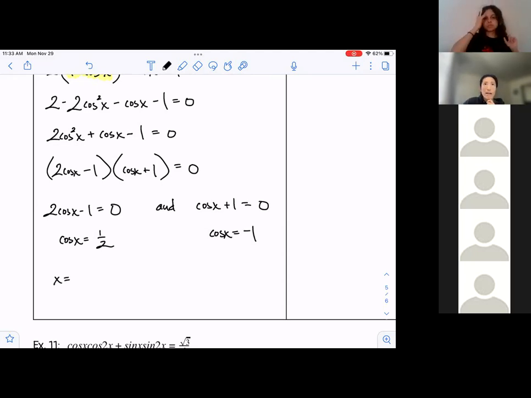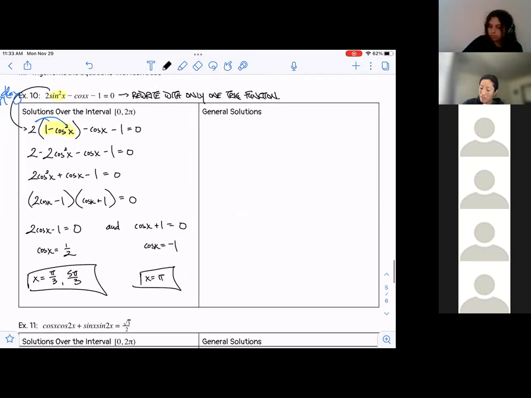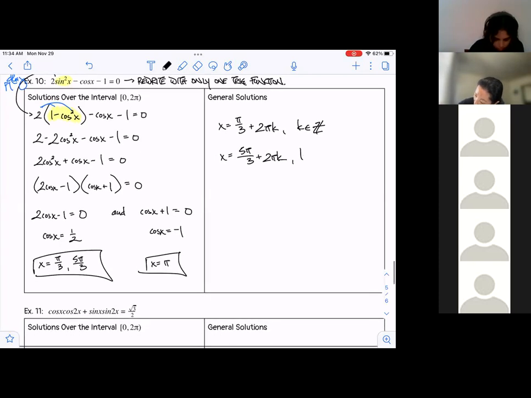We get pi over 3 and 5 pi over 3? Yeah, pi over 3, 5 pi over 3. And we should get x equals pi for the other one, all right? Do any of those, from what you see on your unit circle, look like we could condense those into just one solution? No. Yeah, I don't think any of those make that straight line. So we would have to write out each one as a separate solution group. And there we would have our 3 sets of general equations, okay?